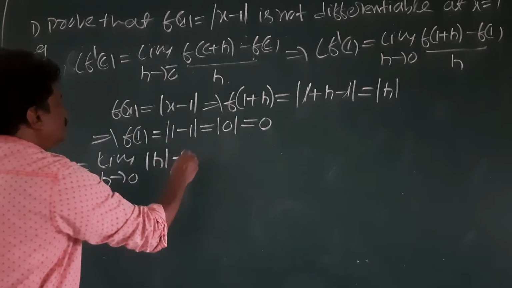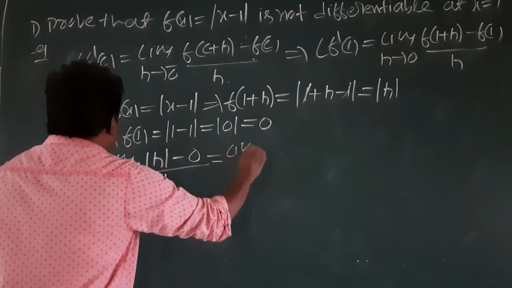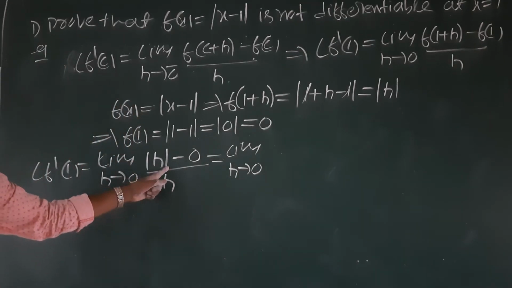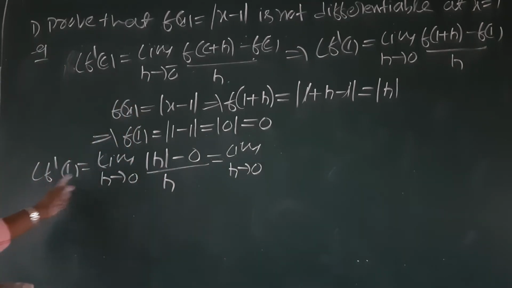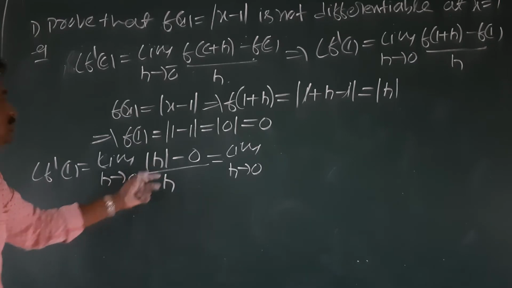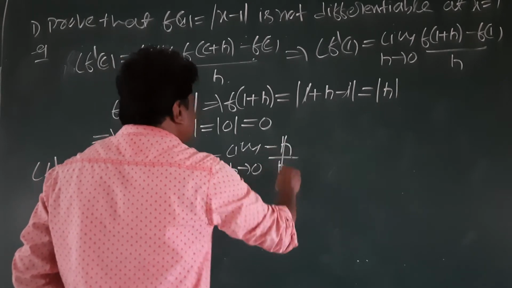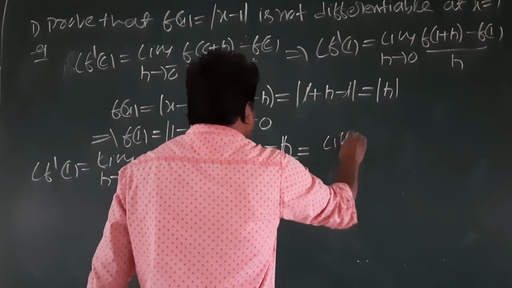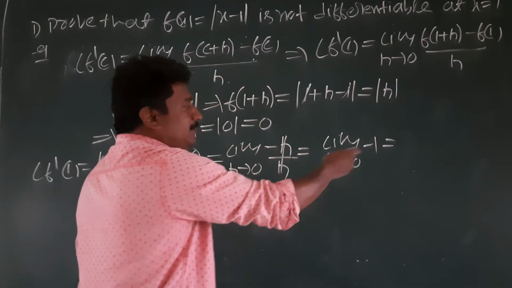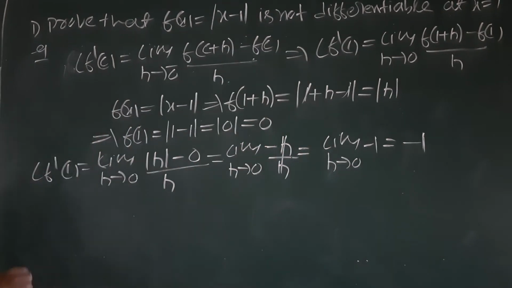f1 value is 0. So write limit h tends to 0, mod h by h. Again by the same reason, this is the left hand derivative. H is negative. According to the modulus definition, mod h should be minus h. Minus h by h. So limit h tends to 0 of minus 1. Apply limit. Limit cannot be applied. Minus 1. Similarly you find out R f dash c.